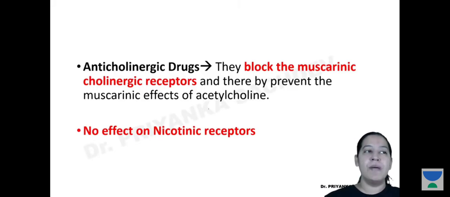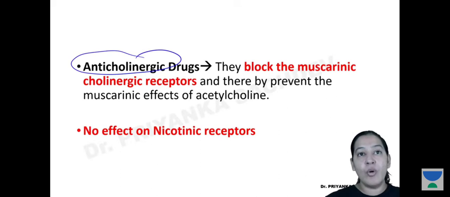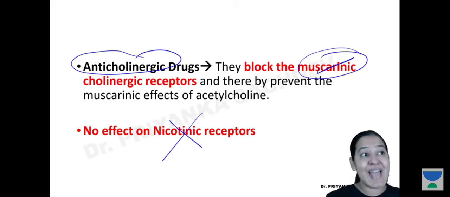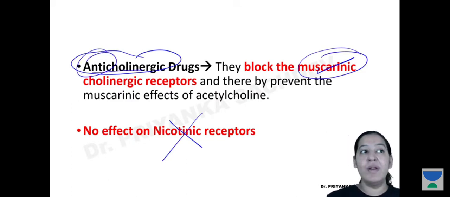Now my chapter to teach you today is anticholinergic drugs. They block only muscarinic action. They have no effect on nicotinic action. So they reverse muscarinic action. That is anticholinergic. Now, anticholinergic is a misnomer. Actually cholinergic drugs are both.